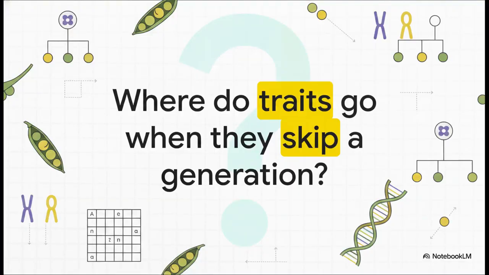So here is the fundamental mystery we are trying to solve today. How is it possible for a specific physical trait to completely disappear in one generation, only to magically reappear in the next? Think about it. Imagine a kid having the exact same distinct nose as their grandfather, even though neither of their parents has it. How does that biological information secretly travel through time?